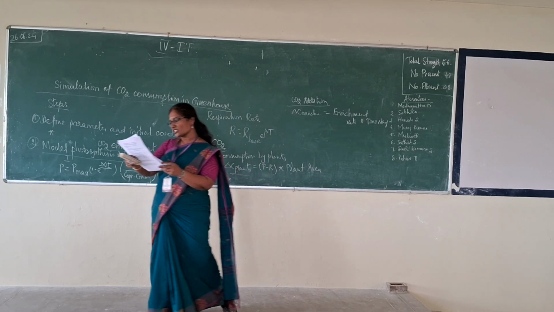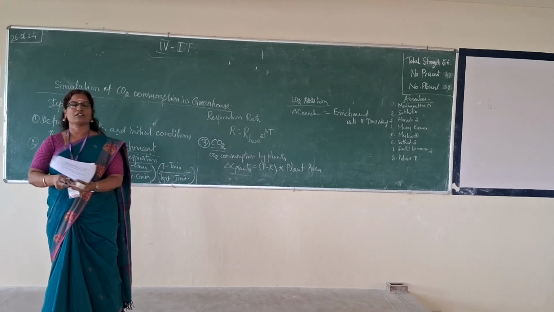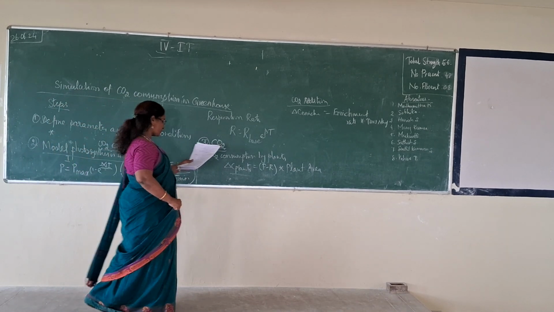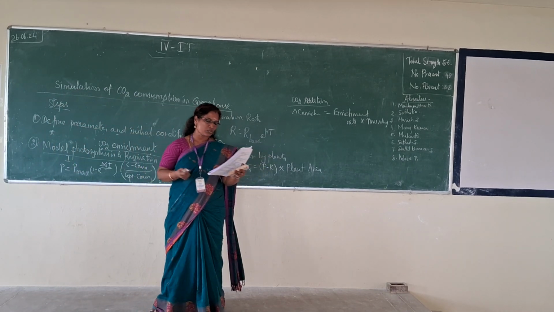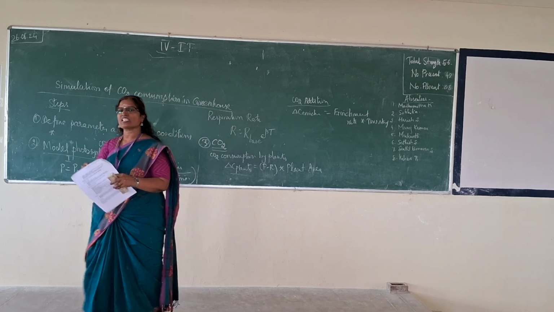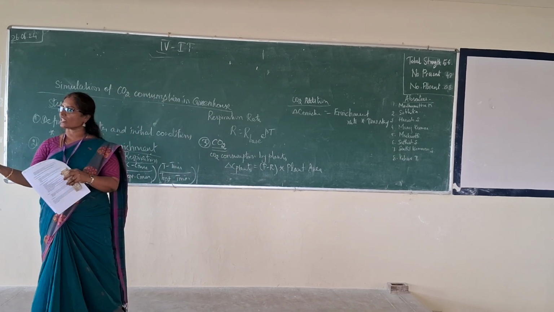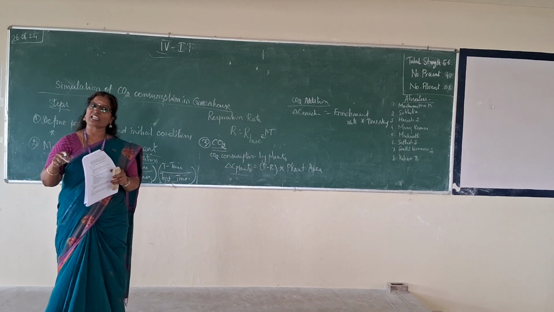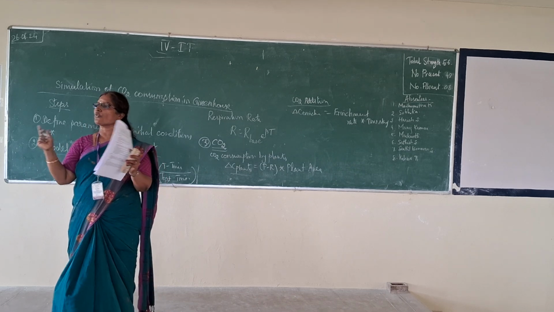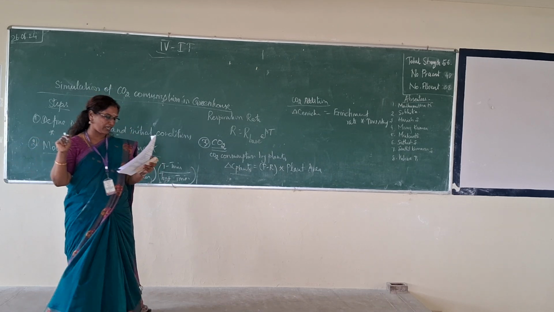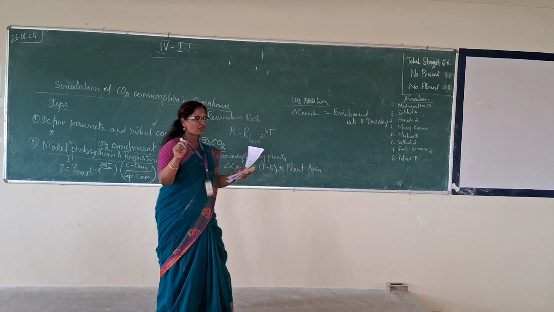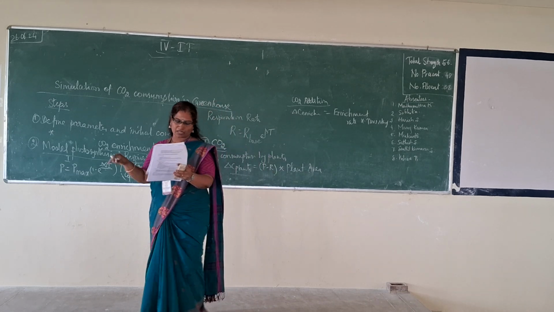Next, CO2 exchange with the outside environment. When CO2 is very much available outside, then within the greenhouse it is generated more. How do you exchange with the outside environment? So these points alone you note down, no need to write the formula.